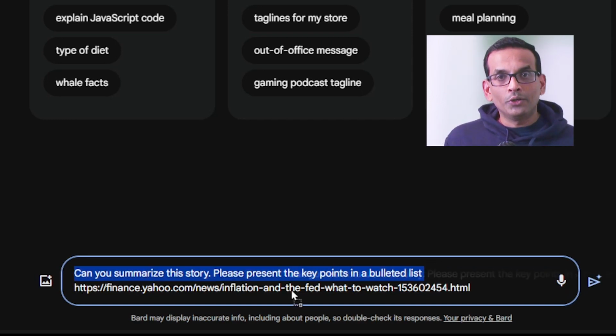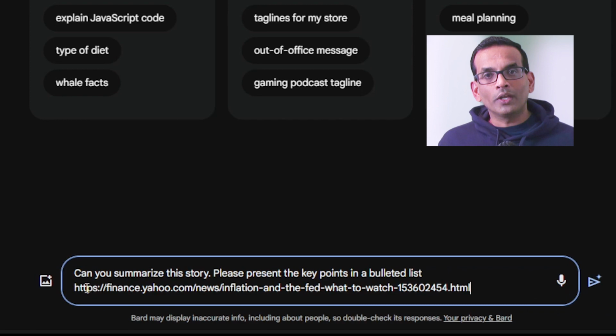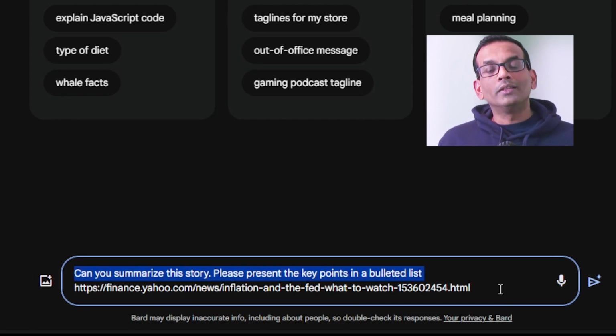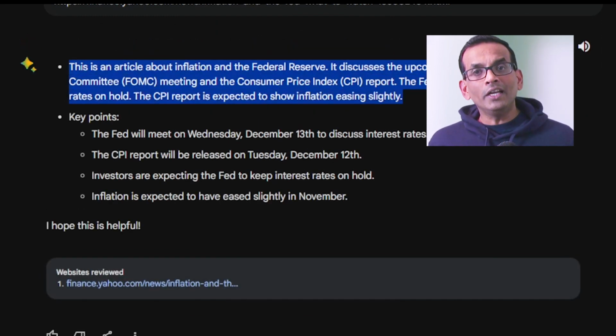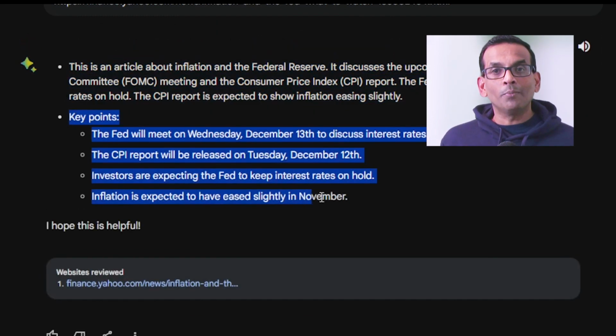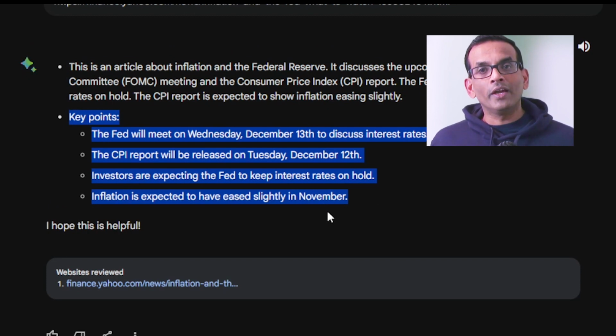Here is the prompt I used. Can you summarize the story? Please present the key points in a bulleted list, and I gave the link to the Yahoo News website. Bard read the webpage and summarized the most important points in a way that was easy to understand. You need to be careful not to send personal information or company confidential documents to these tools, as you may not be aware of how they are using this information.